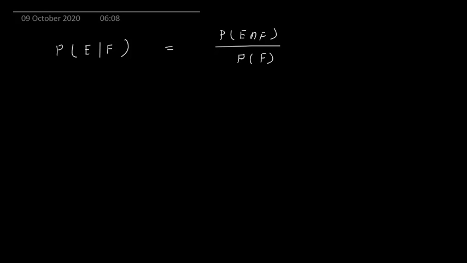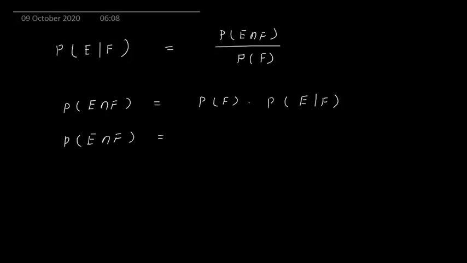Now, if I rearrange this formula, I will get probability of E intersection F is equal to probability of F into probability of E by F. That means the probability of both the events happening together is equal to probability of F into probability of E provided F is known or F has happened. In the same way, we can also prove that probability of E intersection F is equal to probability of E into probability of F by E.